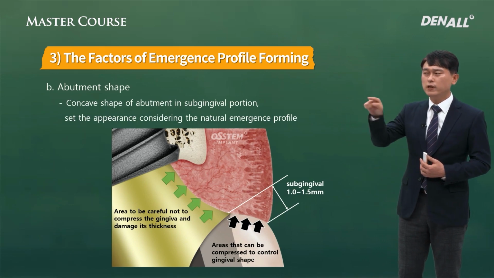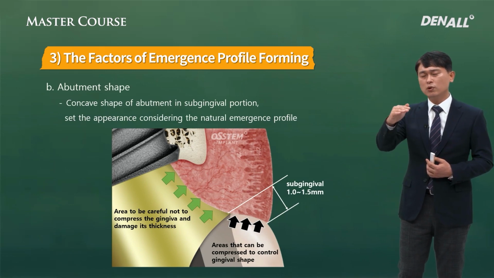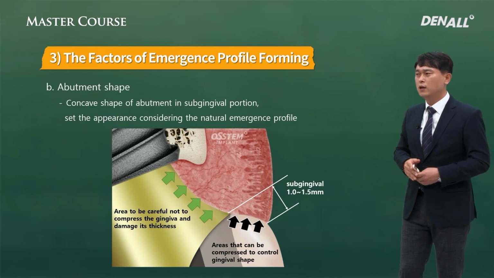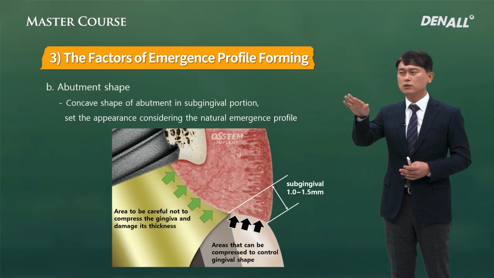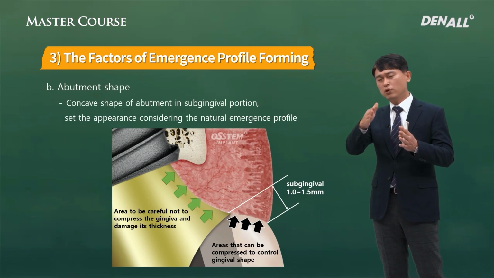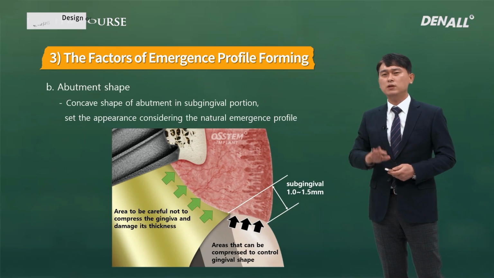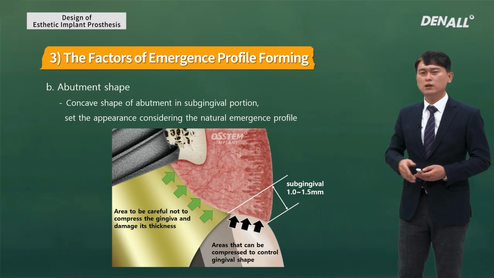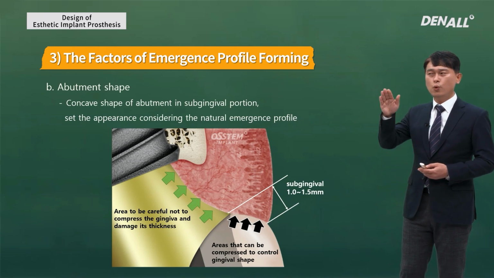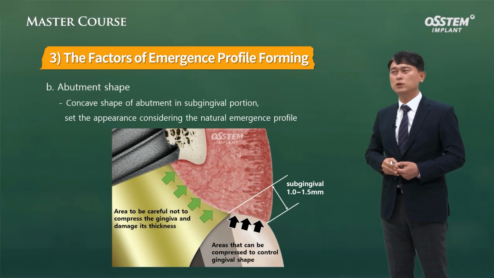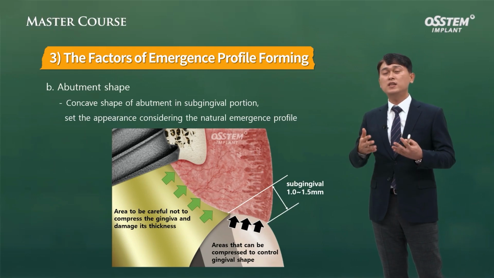So the final prosthesis should start 1 to 1.5 millimeters subgingiva, and it emerges to form proper shape. And from the green area to abutment, smooth transition should be made. Otherwise, recession, pain, or inflammation can be caused. So the S curve should be respected, and that is the basic to form emergence profile.